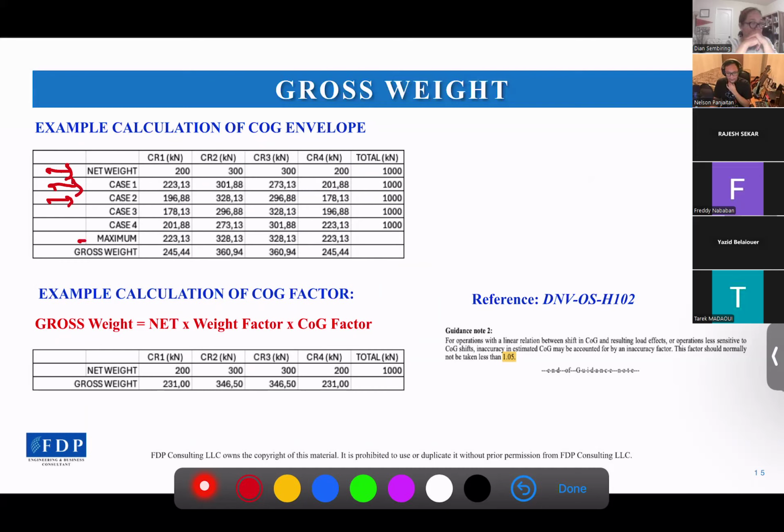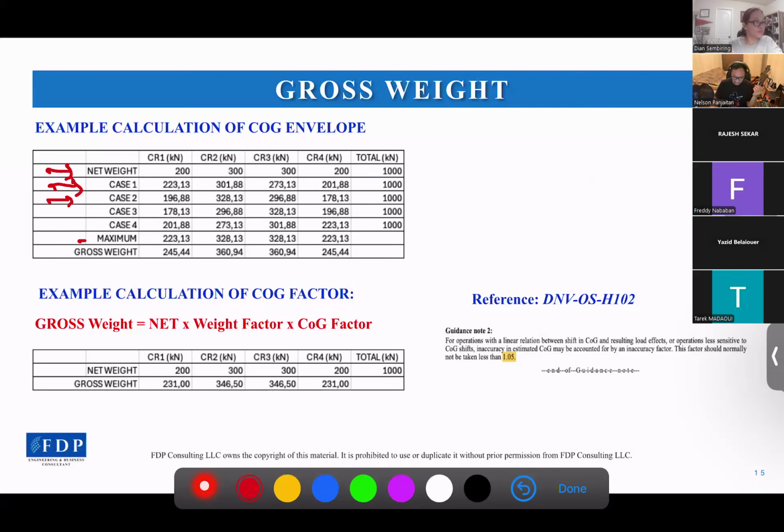So we use the maximum load from a particular crane to check its capacity. For example, from crane 1, the maximum load is 223.13 kilonewtons. Then it is our reference to check the capacity of crane 1 by getting the gross load first. And then we need to apply the weight contingency factor, which was already mentioned before. It's 1.1. So we multiply all the net load with 1.1, and then we get the gross weight. So that's the gross weight calculation by using COG and fluff.